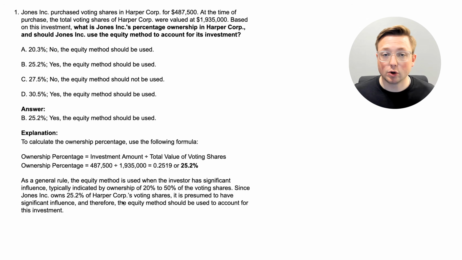So the first thing we're learning is that to use the equity method with an investment, you want to have ownership of between 20 and 50%. That's pretty much all we're given in this question, though. So let's take that and go to the next question to build on this idea of significant influence.